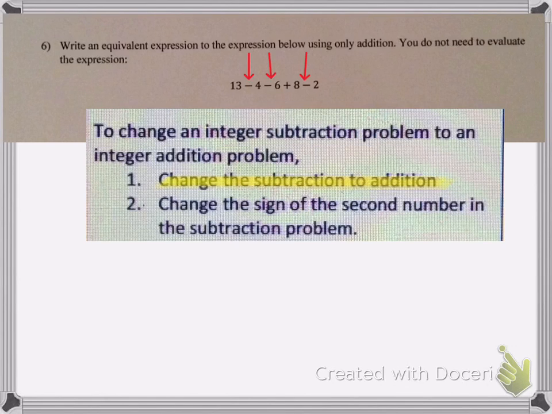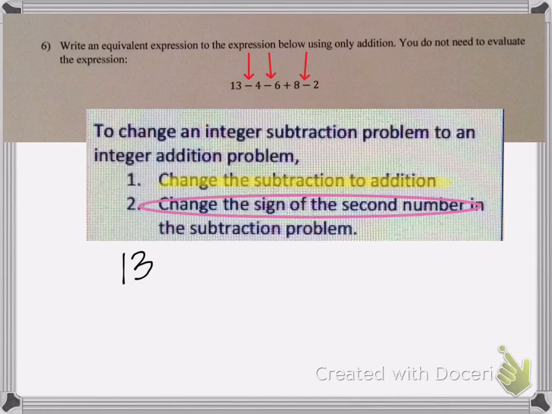But you also have to change the sign of the second number. And the reason why we have to do that is because we have to make sure we still get the same value when we're done. So not only do we change the subtraction signs to addition, but then we have to take the opposite of that number that we were subtracting. So let's start writing this.